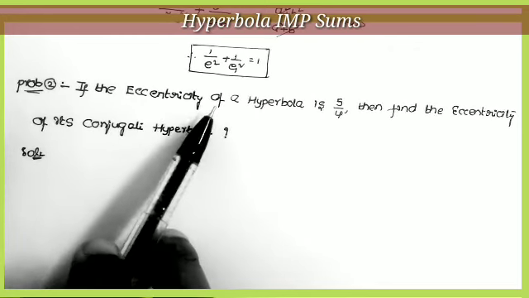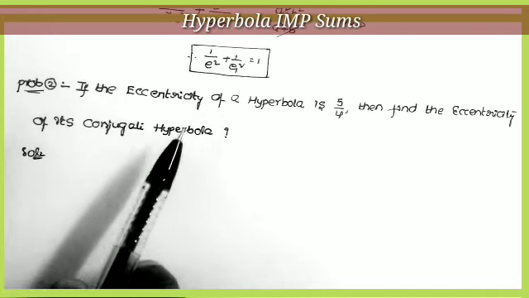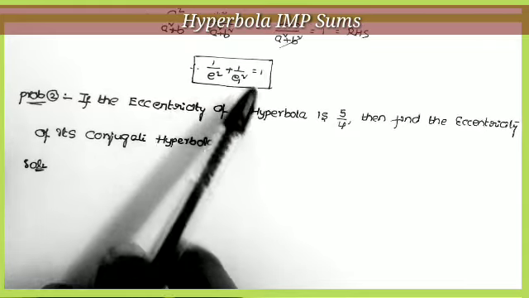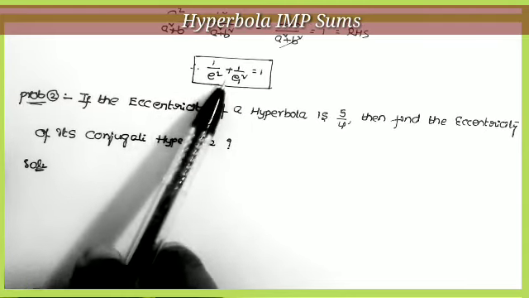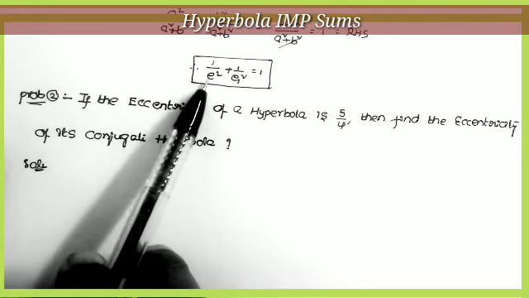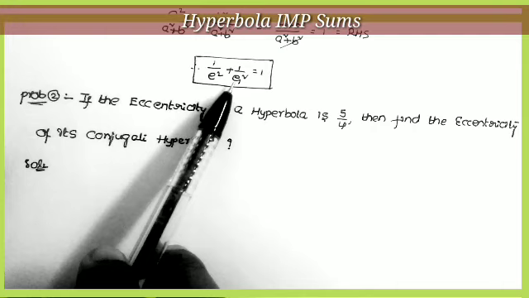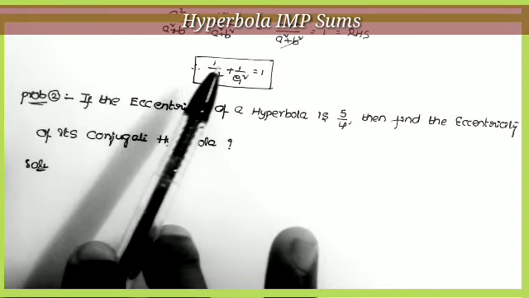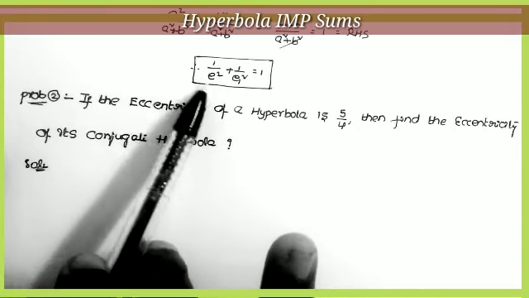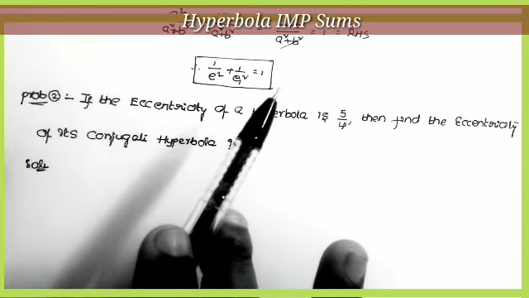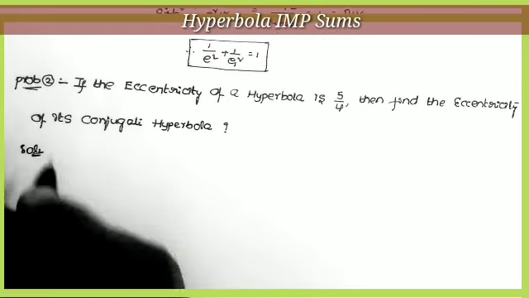What is the relation between the eccentricity of the hyperbola and the eccentricity of its conjugate hyperbola? Already here I deduced one formula: 1 by e square plus 1 by e1 square is equal to 1. Here e is the eccentricity of the hyperbola and e1 is the eccentricity of the conjugate hyperbola. Simply by substituting the e value here, you will get the e1 value. Simply by applying this formula directly you can get the eccentricity of the conjugate hyperbola. Okay, let us start the solution.